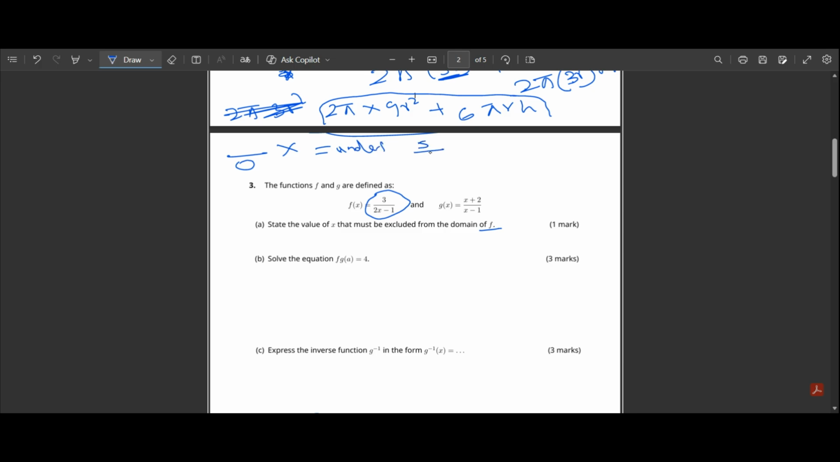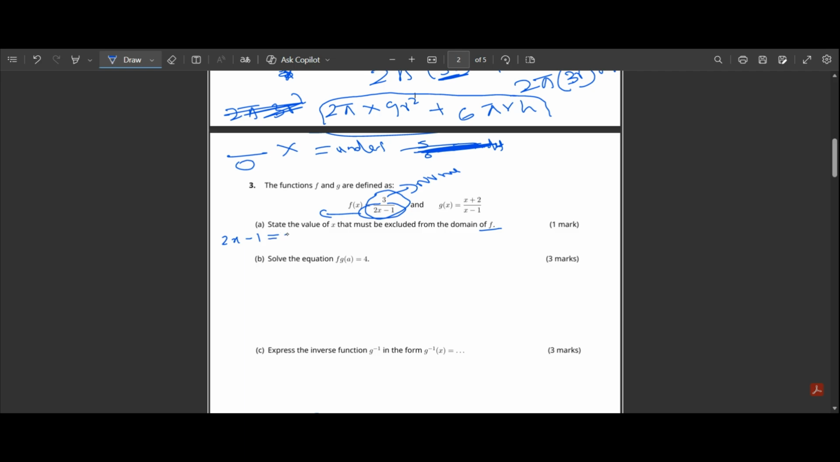So for example, 5 divided by 0 is undefined. Undefined means you can't divide it. So in these two, what is in the denominator? The upper part is called the numerator, and the lower part is called the denominator. The thing is, the denominator can't be zero. So what is the denominator? 2x minus 1. So this cannot be equal to zero.